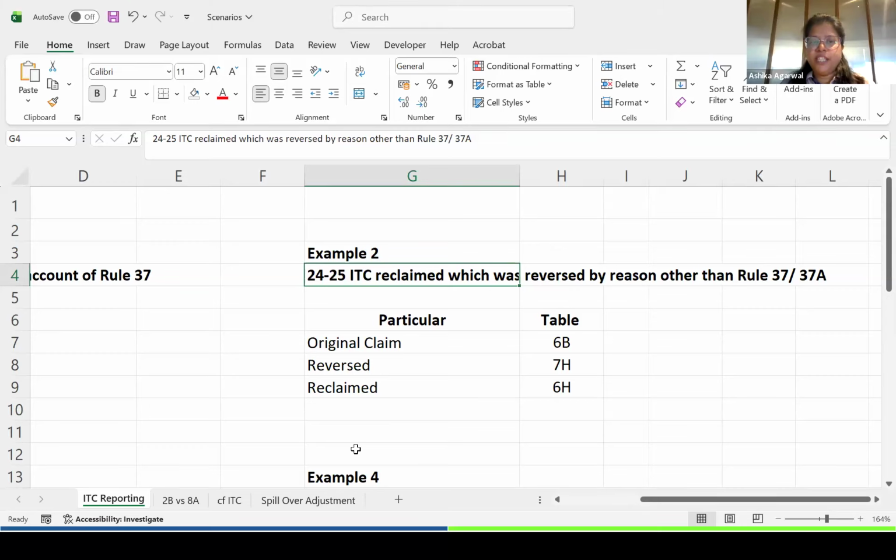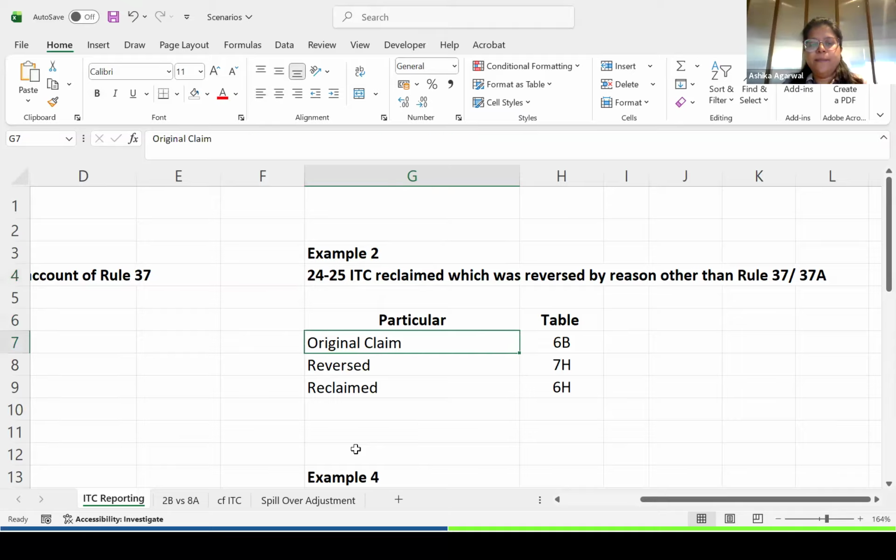So government is making it pretty clear. If you have not done payment within 180 days or your supplier has not filed 3B, you have to take action. So let us first take other than. Now, based on the example you understood, when we do original claim, first time claim, they are asking me to do reporting in 6B. Now, this original claim, if I have not claimed due to non-compliance of section 16, I would have reversed and I need to show in table 7H.